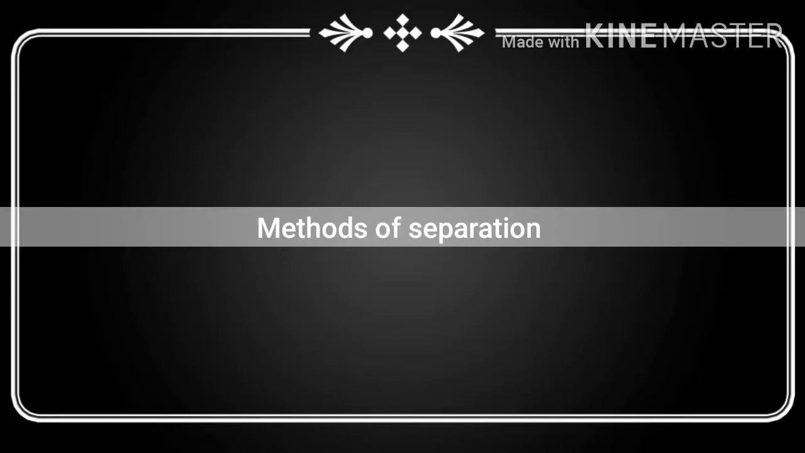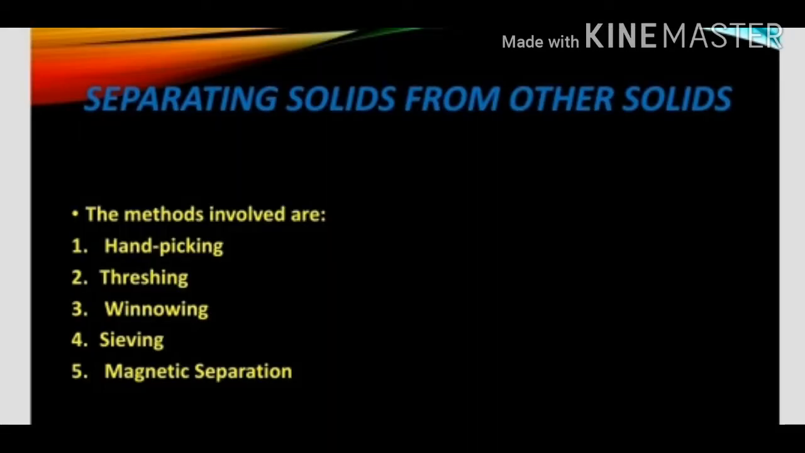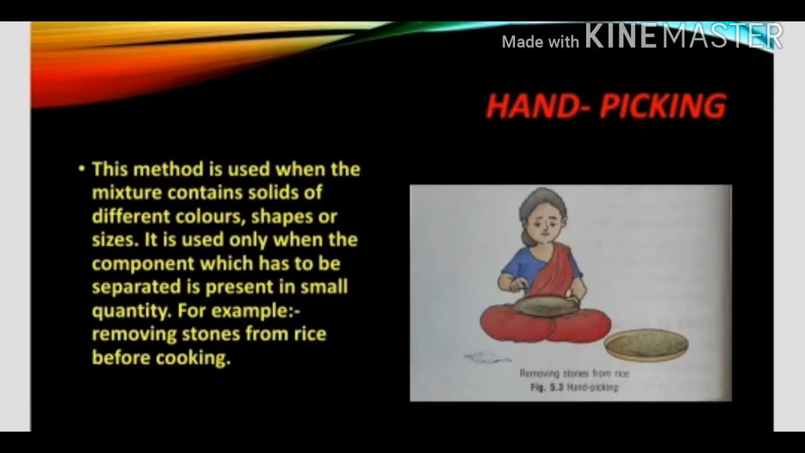Methods of separation. First type of methods include separating solids from other solids. And here the methods involved are hand picking, winnowing, threshing, sieving and magnetic separation. The first method is the hand picking method.